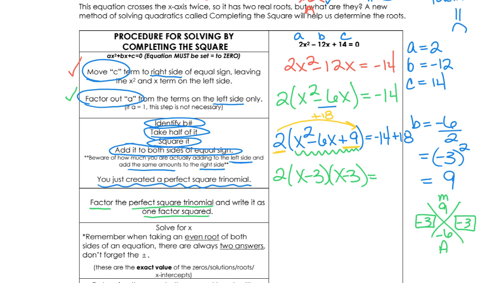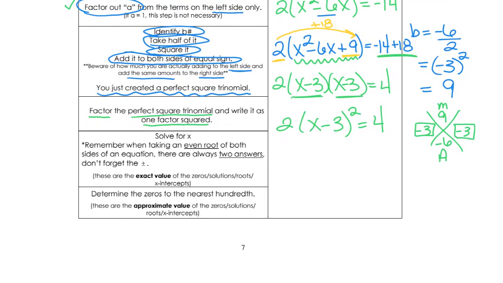Everything else stays the same. You could do a little cleanup on this side: -14 plus 18 is 4. Because these are exactly the same, you can write it as one binomial all squared. In fact, you have to in order to finish this process. All right, so far so good. We're in good shape. Now we're going to actually solve for the x that we have.